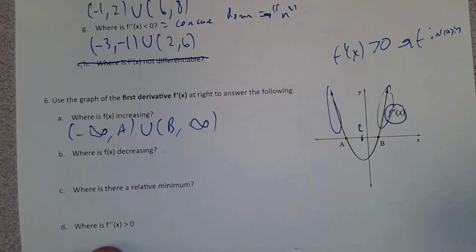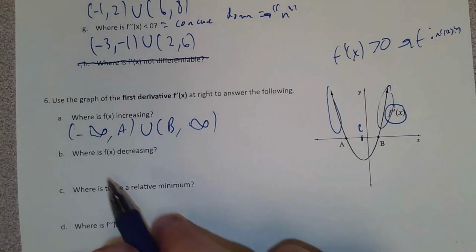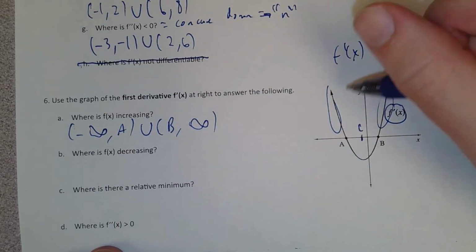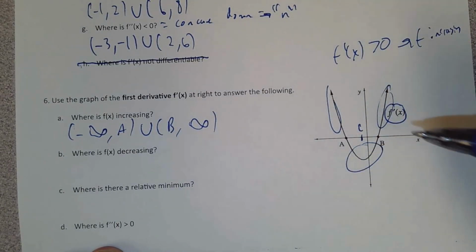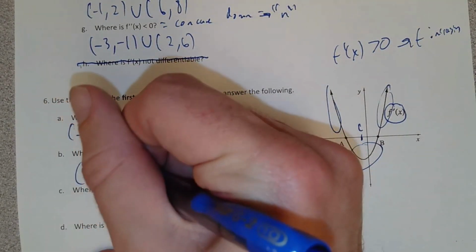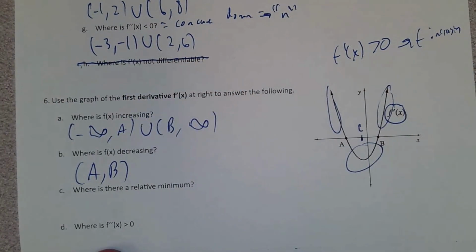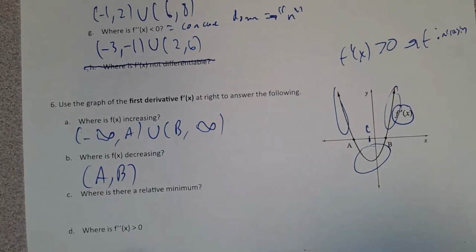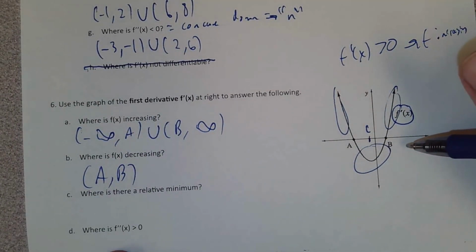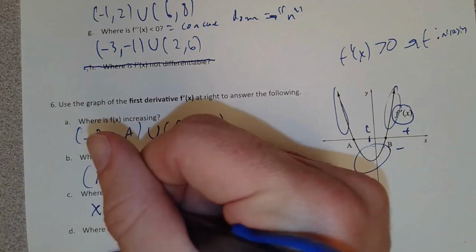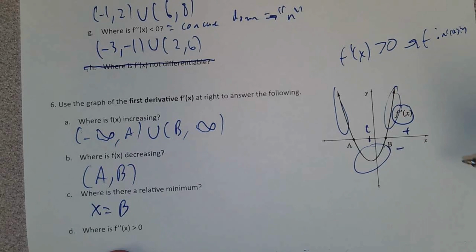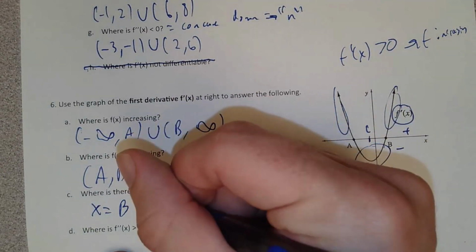Where is f of x decreasing? F of x is decreasing when the derivative is negative, right? So it's negative down here. So it's going to be from a to b. Where is there a relative minimum? Relative minimums happen when our first derivative changes from negative to positive. So right here, we're crossing from negative to positive. X equals b is a relative minimum because it's changing from negative to positive.